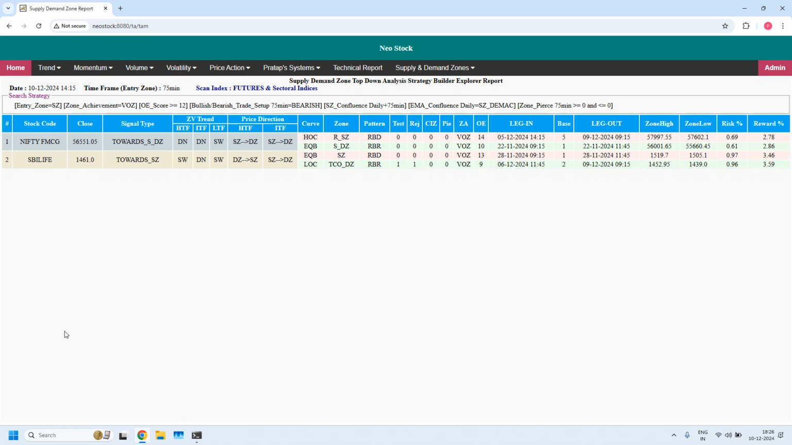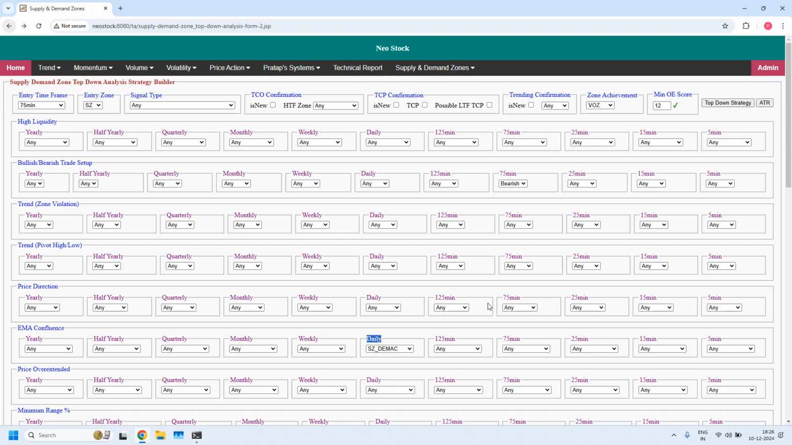Okay, now let's look for LTF, ITF and HTF supply zone confluence, because we are looking for bearish trade setup stocks. So I'm removing this EMA filter.